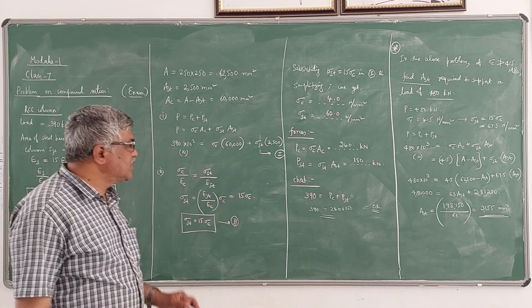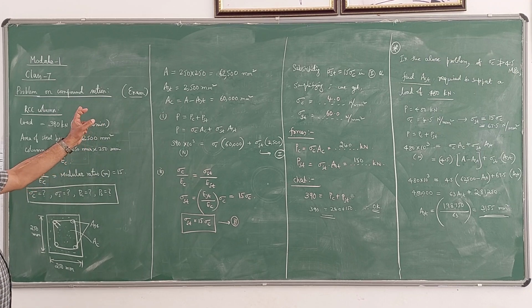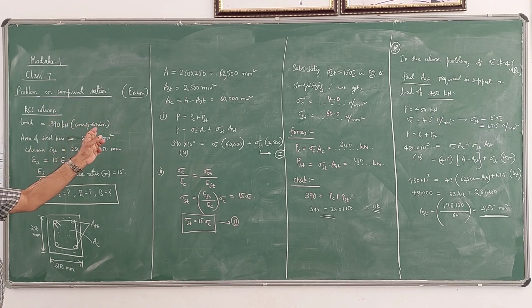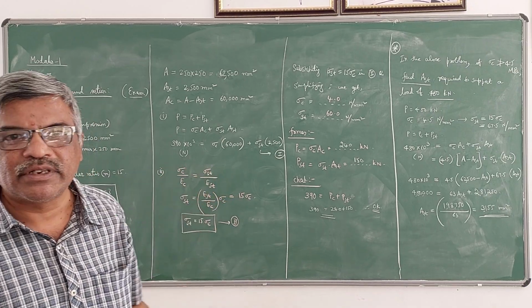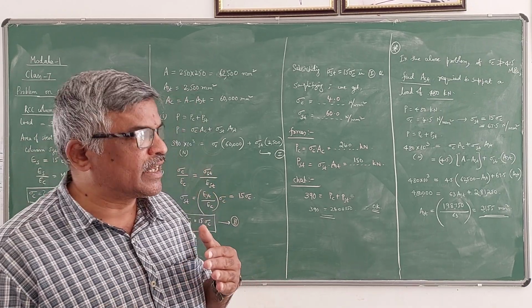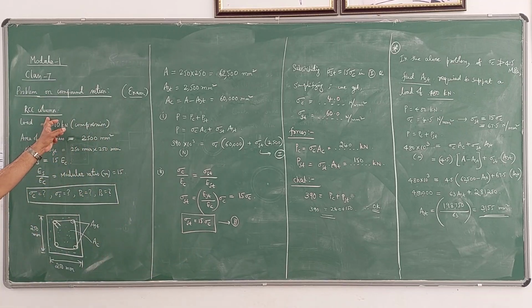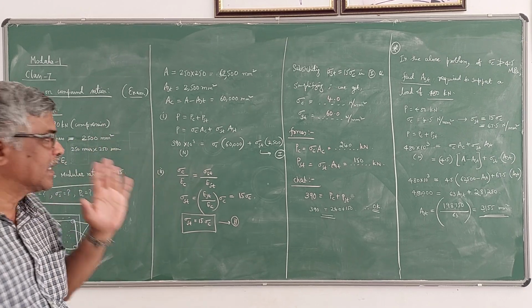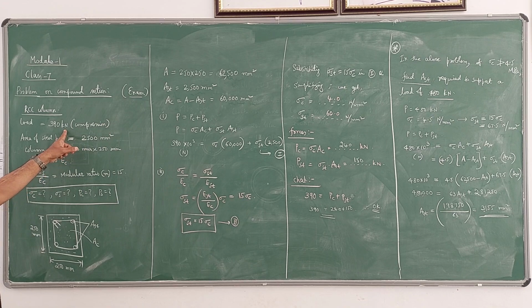Yes. So in this class, we will discuss a problem on compound section. Here I have taken an RCC column problem. In the last class, I explained a compound bar which consists of a copper tube and steel rod. Here I will take an RCC column, which is once again a compound section with two materials, concrete and steel. The compressive load acting on the column is given as 390 kilonewton.